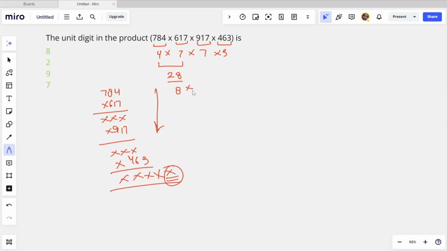So 8 into 7, the result will be 56. The unit digit of this is 6. 6 into 3 is 18, and the unit digit of this is 8. So we can say that 8 is the correct answer and our first option is the correct option.